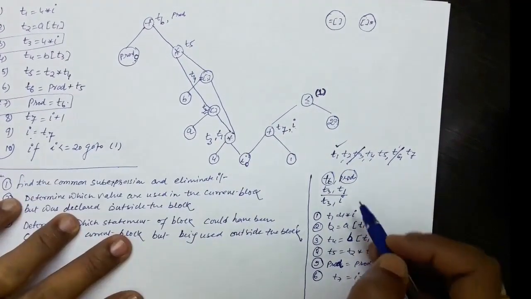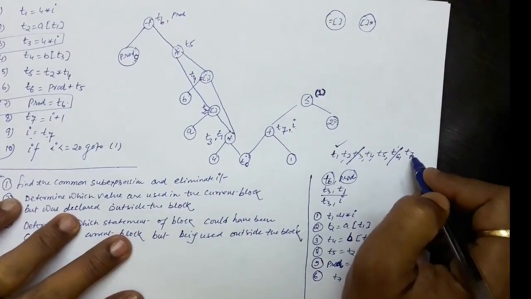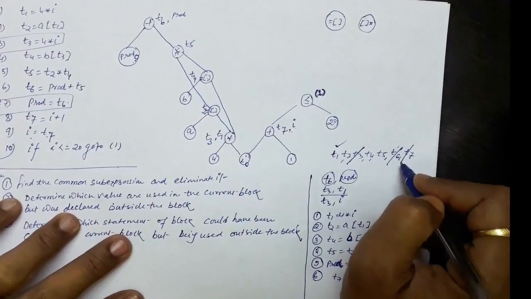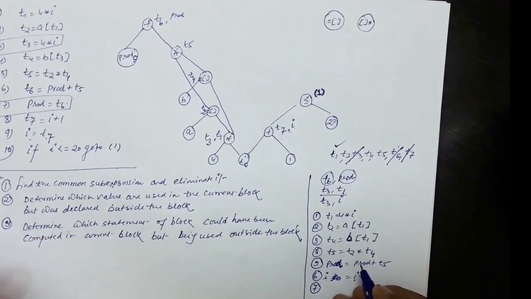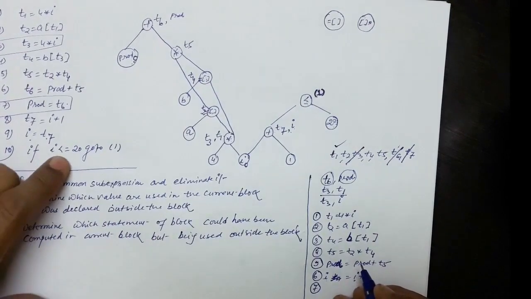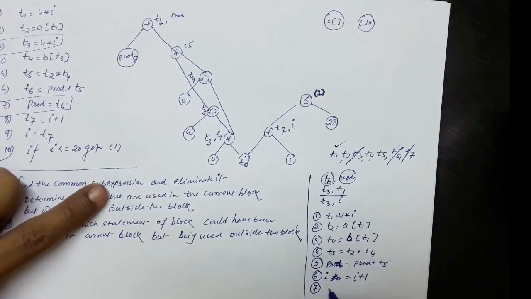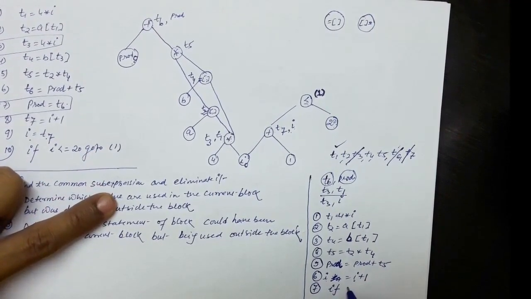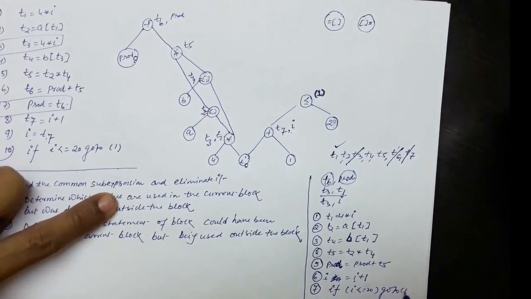So I equals T7 means we already had this I. Why did we create this T7 as a new temporary? So this new temporary is also not required. So instead of writing this T7 here, we are writing I equals I plus 1. Fine. The next statement here is if I is less than or equal to 20, go to 1. Fine. So this statement will be as such because this is a new one.